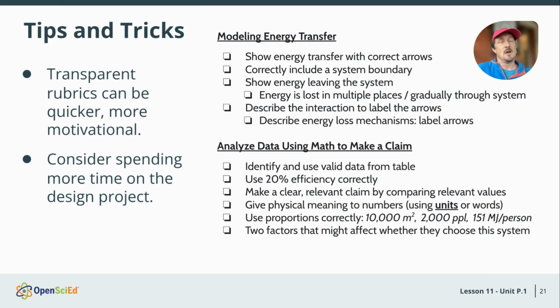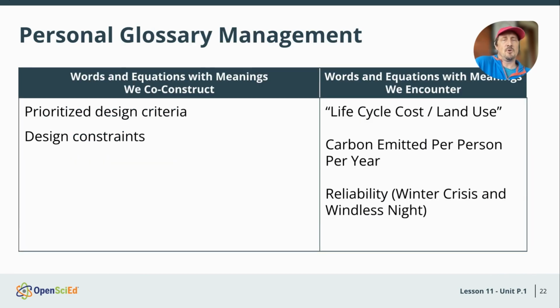On the transfer task, providing students with transparent rubrics like the one that you see here can make your grading much, much quicker, and can be very motivational for students to see what they need to do to improve their understanding. That said, I have sometimes skipped this transfer task completely in order to spend more time on the design project. These decisions are entirely up to you and your school. We co-construct the meaning of design criteria and constraints in this project, and this is a great way for students to really understand what those terms mean.